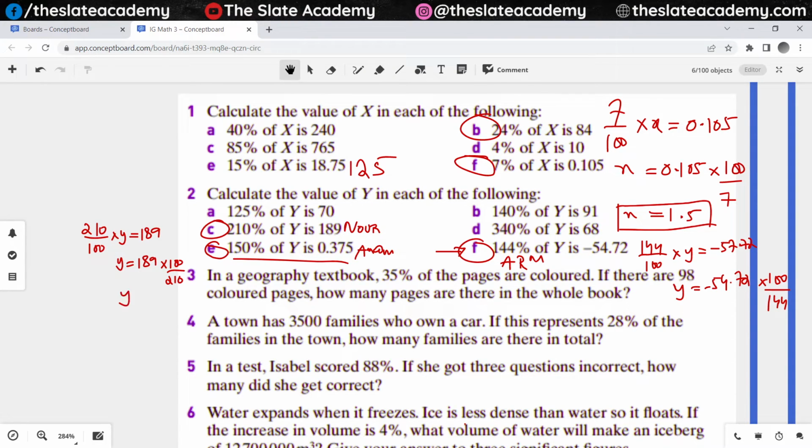What's the answer, Miss Noor? E. 1.5 divided by, it's 91.5. 0.25, Miss Anam. Correct. Correct. 0.25 for E. Arman, what's the answer for F?